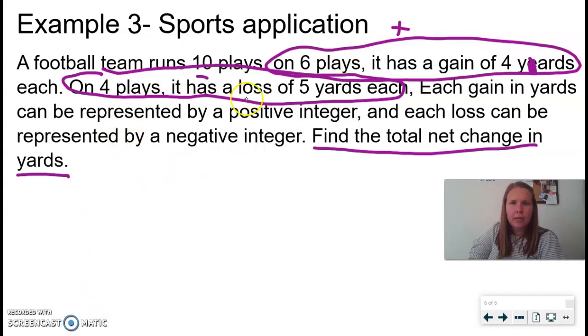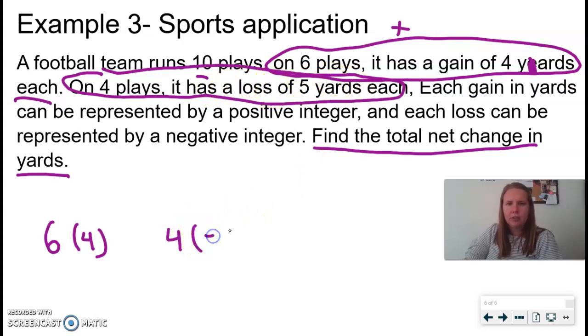This is showing me some addition. So we have a total of 10 plays, 6 and 4. So for the 6 plays, because it says for each, there were 6 plays. Each time they gained 4 yards. So if I wanted to figure out how many yards they gained in total, I multiply by 4. All right, and then they had 4 plays, and there was a loss of 5 yards each. So that's showing me a -5. Again, that's going to show me how much they did in those 4 plays. And then I'm just going to add the 2 together.